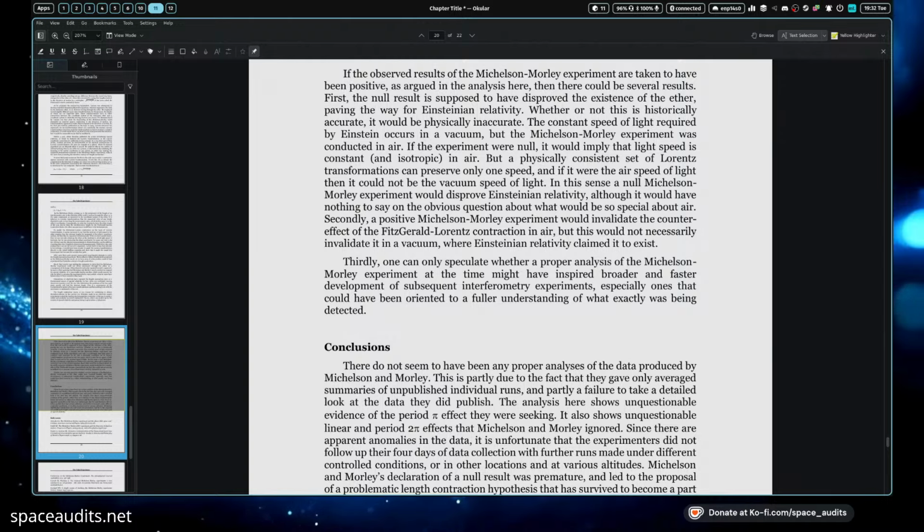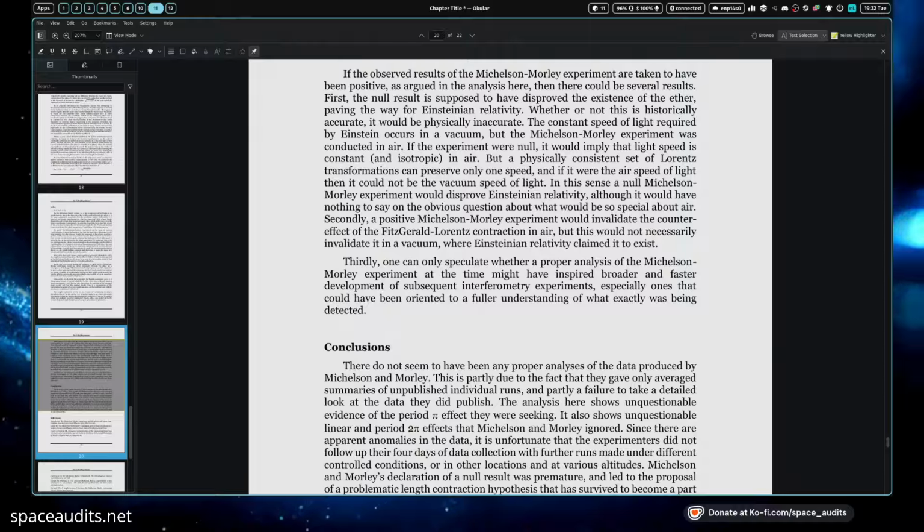Conclusions, plural. There do not seem to have been any proper analyses of the data produced by the MMM. This is partly due to the fact that they gave only average summaries of unpublished individual runs, and partly a failure to take a detailed look at the data they did publish. The analysis here shows unquestionable evidence of the period pi effect they were seeking. It also shows unquestionable linear and period 2 pi effects that Michelson and Morley ignored.